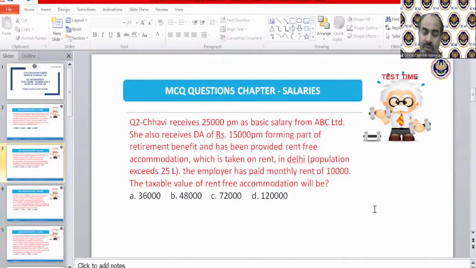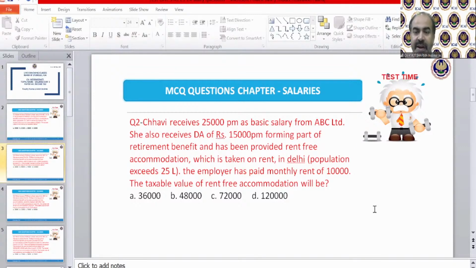So what is the correct answer of question number 2? I am waiting for your answers. Please give me the correct answer fast. Okay, so answers are coming. Question number 2, correct answer is option C.